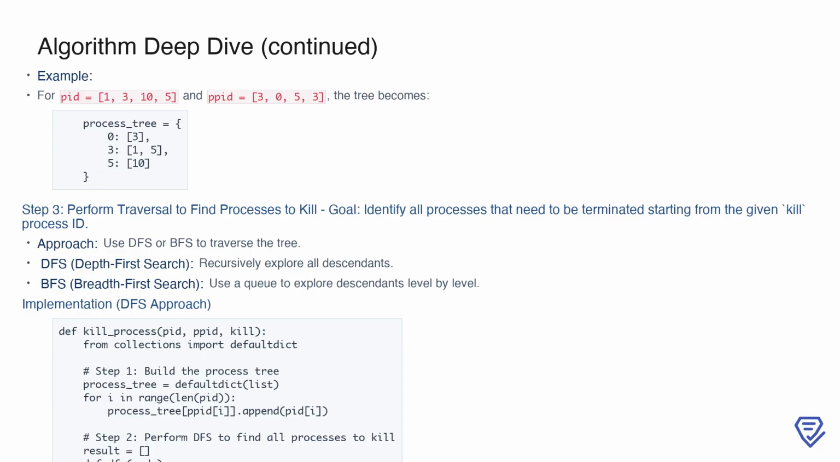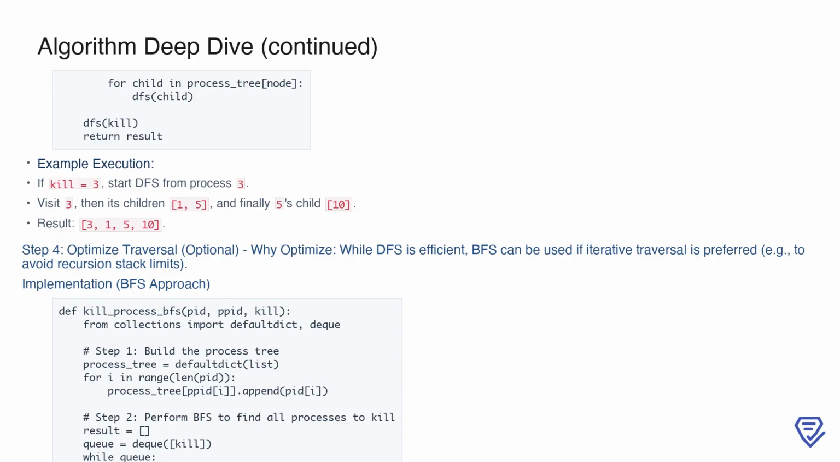The implementation begins by initializing the process_tree and a helper function for DFS. The DFS function continues by iterating over all children of the current node and recursively calling itself for each child. For example, if the kill process is 3, the DFS starts at 3, adds it to the result list, and then visits its children, 1, 5. From there, it explores 5's child, 10, visiting each node in depth first order. The final result list will contain all terminated processes. In this case, the output would be 3, 1, 5, 10.